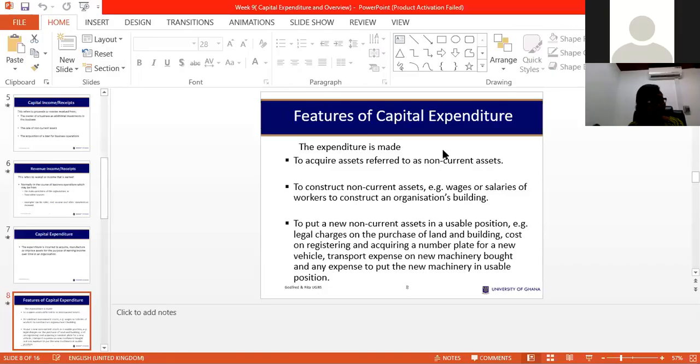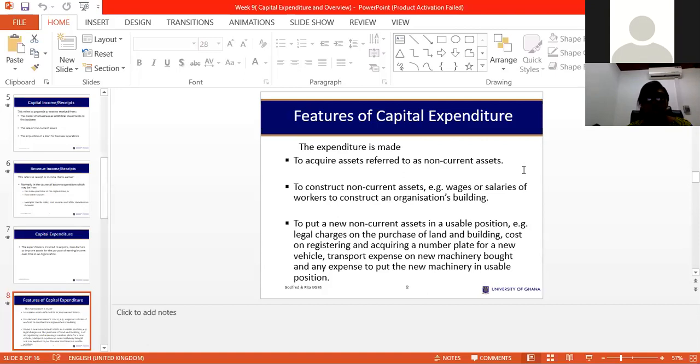Sometimes the wages and salaries of the workers who are into the construction may be added as part of the cost of putting up the building. Okay, and that will be captured as a capital expenditure. Aside that, there are certain times also we incur some costs to bring the asset to its usable condition.